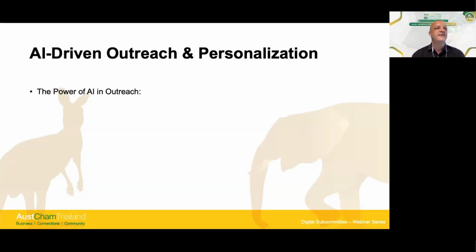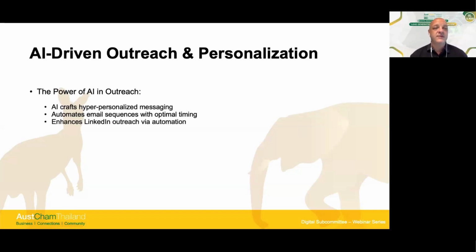So we could use AI to help automate email sequences. We could use it to create personalized content. We could use it to create AI-powered LinkedIn outreach, for example. So AI can help us craft hyper-personalized messaging so we can get that sent at the right time to that lead. It can automate email sequences with optimal timing. And we'll have a look at the end in ActiveCampaign, and we'll have a look at some of these automations and how AI helps with those. We can also, as we mentioned, enhance LinkedIn outreach via automation.